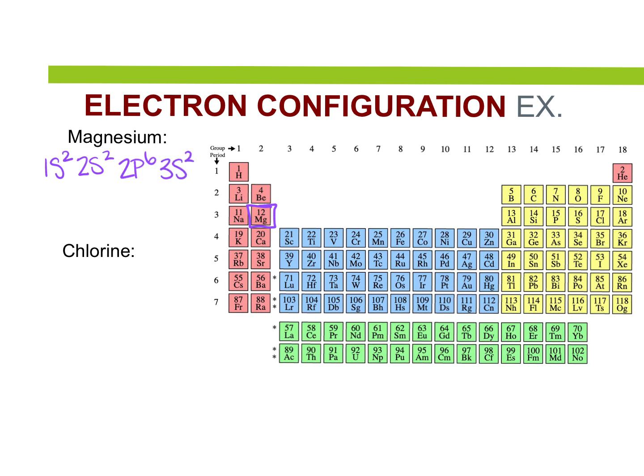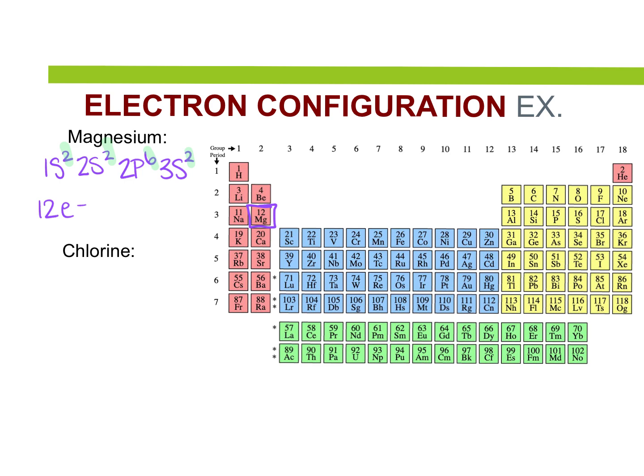Another way we should check is magnesium has 12 electrons. We get that from the periodic table. And if we add up the superscripts, they need to equal 12. So 2 plus 2 plus 6 plus 2 is 12.